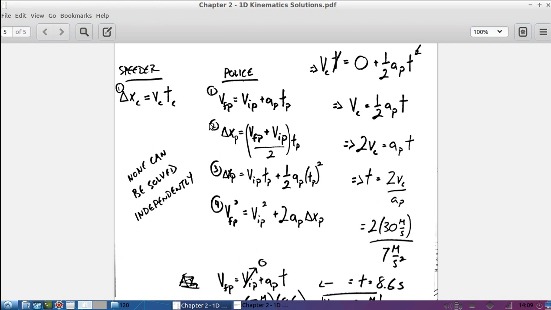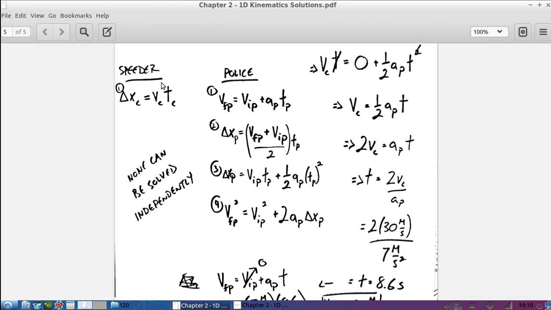The reason I like this method a lot better is because I go back to my equations, and I've got only one equation for the speeder, so I'm kind of limited there. So I've got one expression for delta x sub c. What do I have for the police car? Oh, I've got this one that's already solved. That's nice. Number 3 is already solved for delta x sub p.